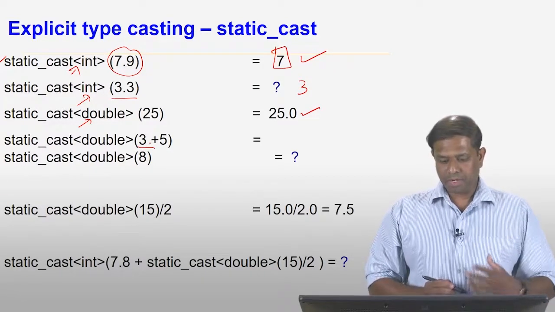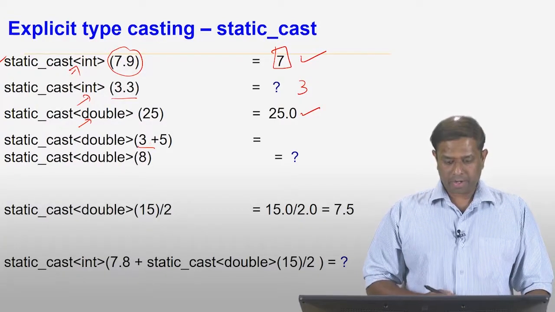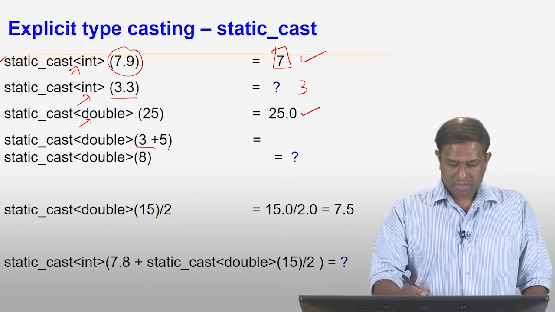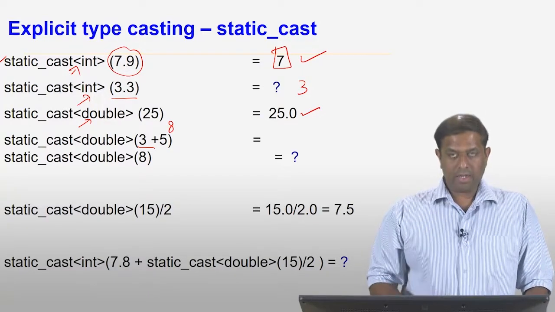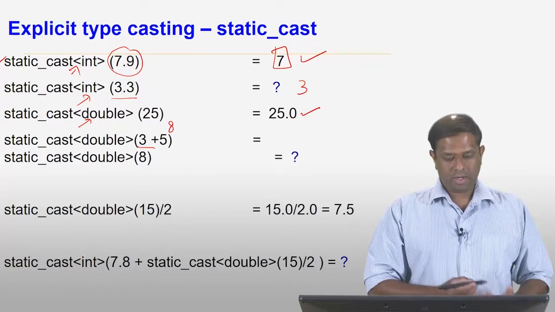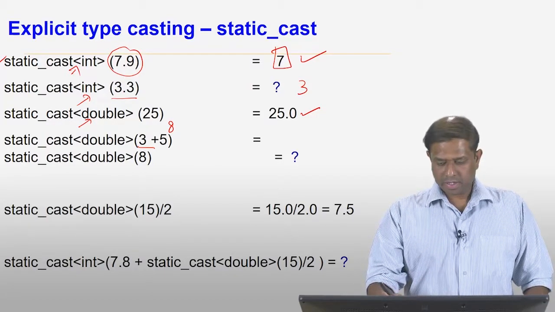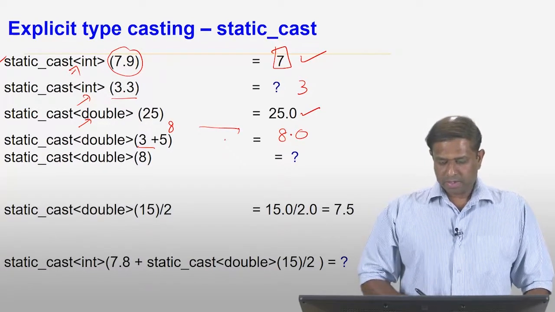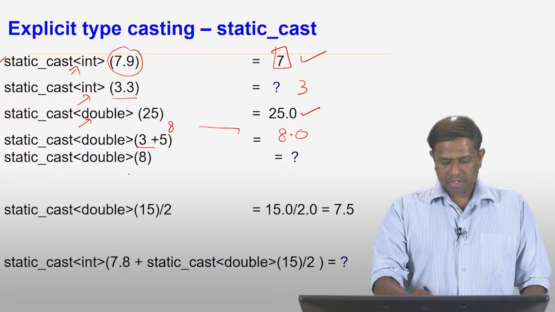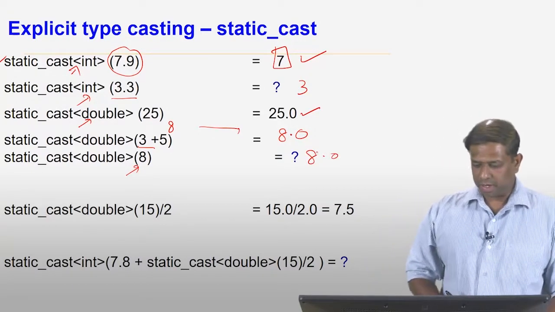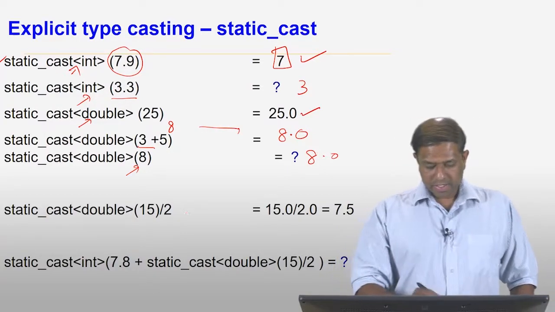Now we have an expression here. We can still put an expression inside the typecast operator. The first thing we do is the arithmetic operation, and here the value is going to be 8. That is the integer 8, and then integer 8 will be converted into a double value, so this one is going to be 8.0. Next one: when you typecast 8 directly into a double, that is going to be 8.0 again. Now, this is an interesting scenario.